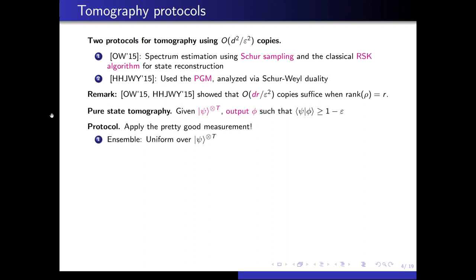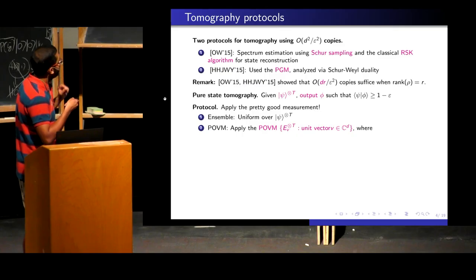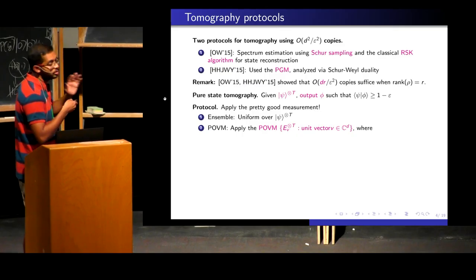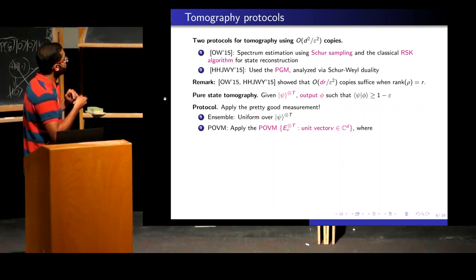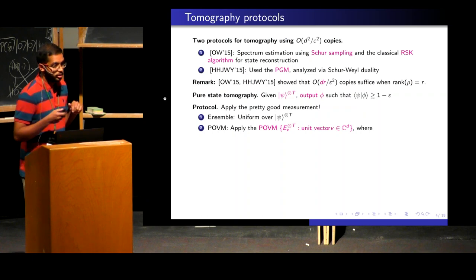So the ensemble is uniform over all possible psi. You're given an unknown psi, so it's uniform over all possible psi, t-fold tensor copy of it. The POVM that you can apply is E_v to the power t, where E_v is just like the projector onto the vth unit vector. So you can look at this POVM, this one POVM element for every unit vector. So this is, for now, an infinite POVM, and E_v is just like the projector onto the pure state, and take the t-fold tensor copy.